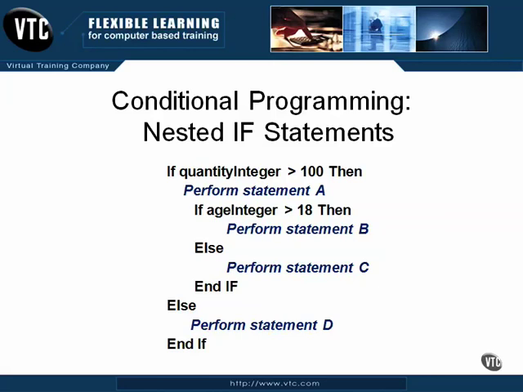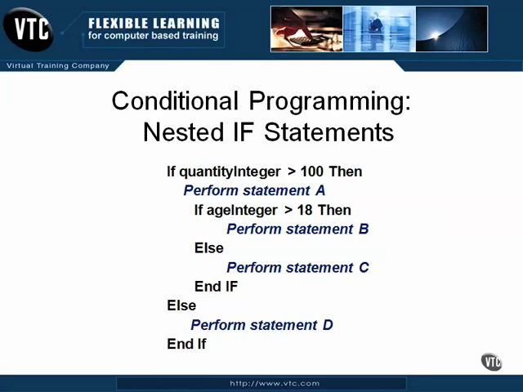If that's true, after statement A is performed, another if statement is then evaluated. In this case, age integer compared to 18. If the second if statement is also true, then the statement or statements at perform statement B are executed. After those statements are executed, the control of the logic is terminated and moves outside the end if statement. That is, it exits the if-else structure itself. The perform statement C is not executed if that second if statement is true.